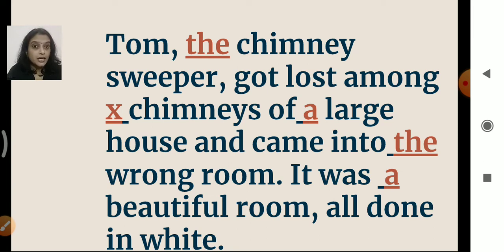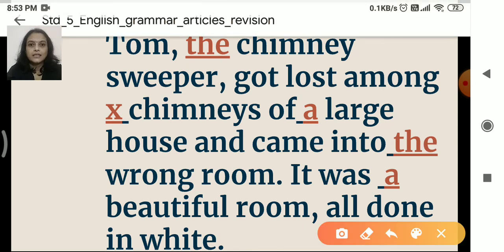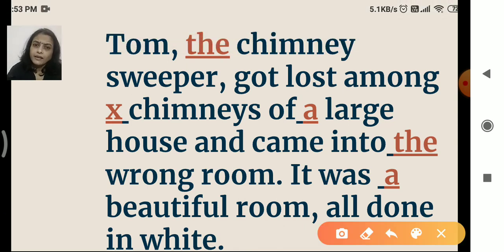Now here you can see a cross. That means no article is used here. Why is it so? Why have we not used any other articles? If a is not there, then the, not, then an. But we have not used any of these three. It is because the word chimneys is a plural noun, right? So there are many chimneys. We do not use a when the noun is in plural form, right? So a will not be used.